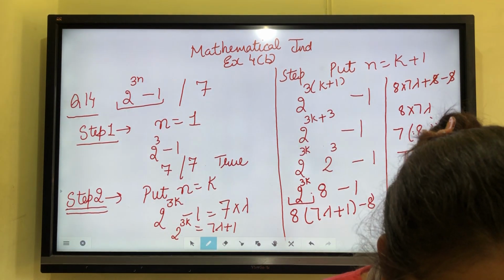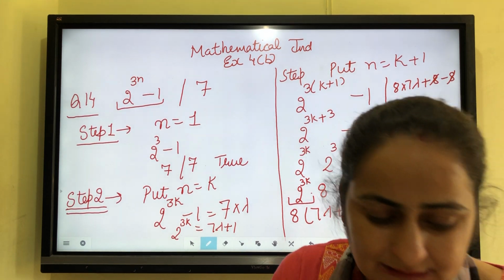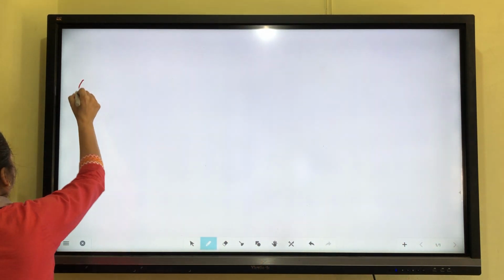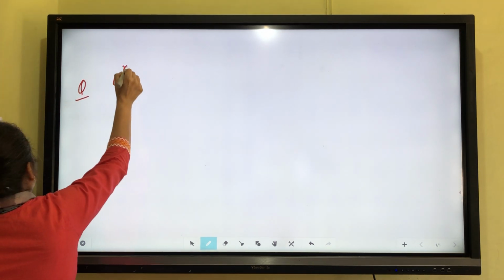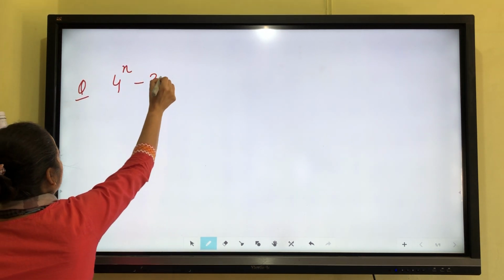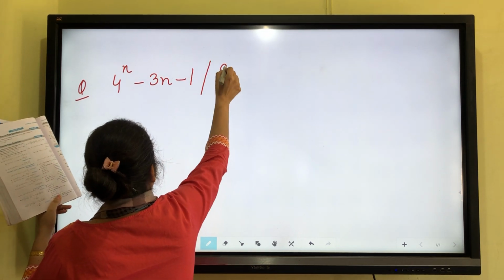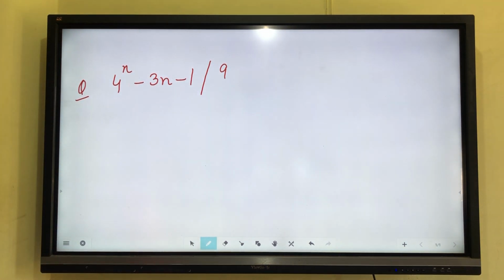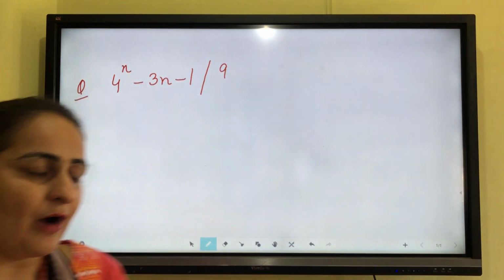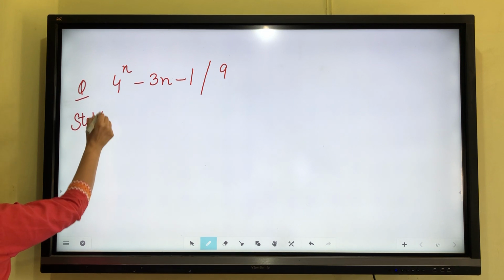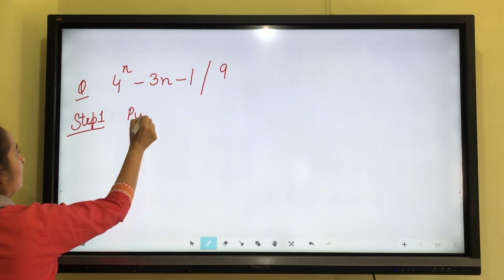I am doing one more question, that is 4 to the power n minus 3n minus 1 is divisible by 9. Here again I am using the 3 steps. The first step is put n is equal to 1.